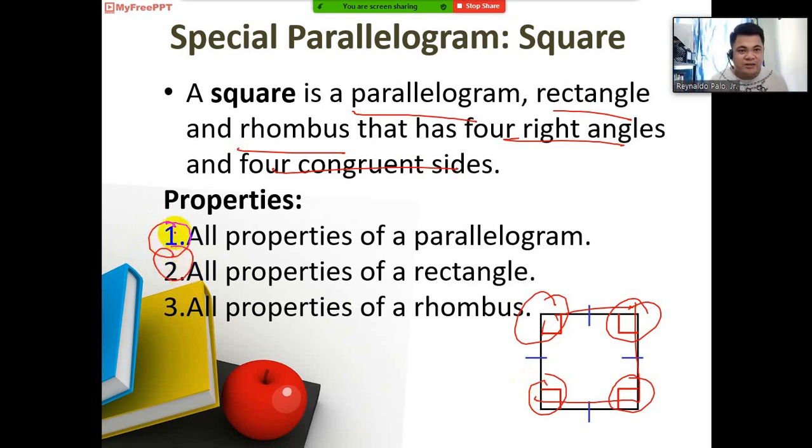Okay, what are the other two properties of a rectangle? Diagonals are congruent, and then all the angles are right angles. And the third one, all properties of a rhombus. Okay, so it has 4 congruent sides, diagonals are perpendicular, and also diagonals bisect the angles. All right, so simple as that for us to say that a parallelogram is a square.